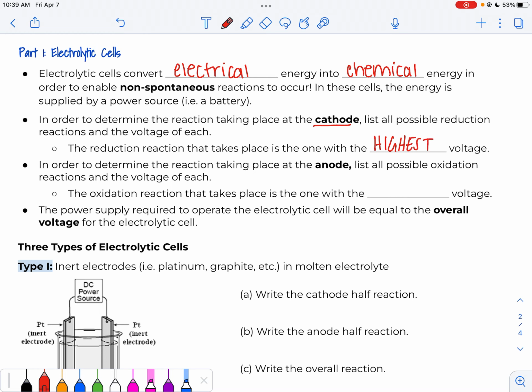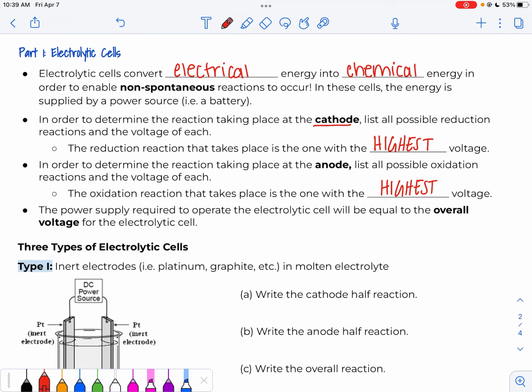All right, so then to determine the oxidation that takes place at the anode, same thing, list all possible oxidation reactions and the voltages of each, and then the one that has the highest voltage is going to be the one that is taking place at the anode. Okay, so the power supply required to operate your electrolytic cell will be equal to the overall voltage for the electrolytic cell, same as galvanic for that one.